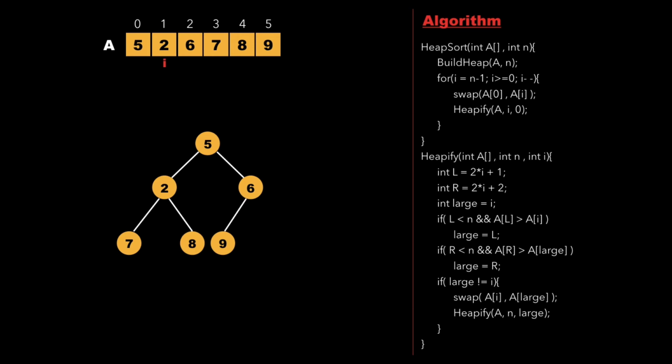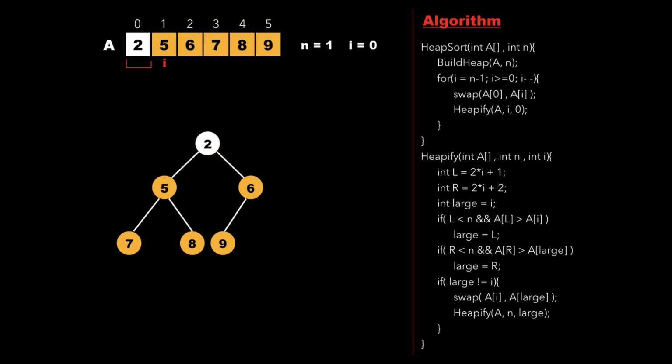After decrementing I, now the value of I is 1 and it points to the element 2. So we swap A of 0 with A of I, that is we swap phi with 2 and call the heapify function with the value of n as 1, that is we are restricting to the first 1 element, and the value of I as usual is the root node.